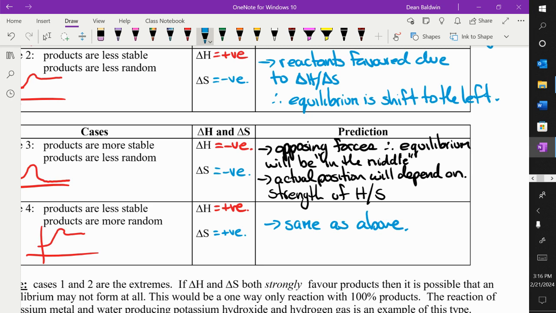So delta S, we'll learn how to determine that tomorrow. Normally we'd lead right into it right now, but basically you can look at a reaction and depending on the phases and the number of molecules, we can determine whether delta S is going to favor the products or the reactants. That's tomorrow's lesson. But there's only 4 minutes of class left, so we'll stop there.